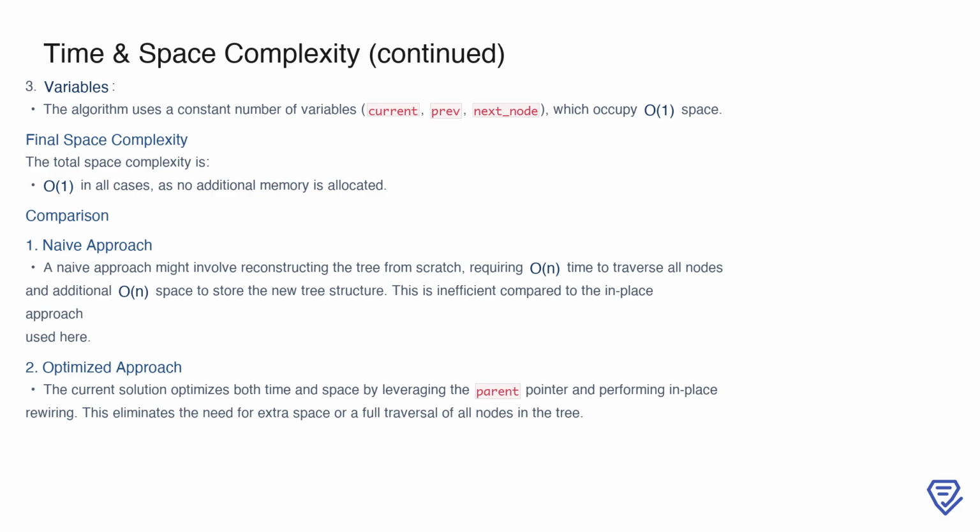Let's compare this to a naive approach. A less efficient method might involve reconstructing the tree from scratch. This would require O(n) time to traverse all the nodes and additional O(n) space to store the new structure, making it significantly less efficient. In contrast, the current solution is optimized in both time and space. By leveraging the parent pointer and performing in-place rewiring, the algorithm avoids the need for extra space or a full traversal of the entire tree, making it far more efficient.